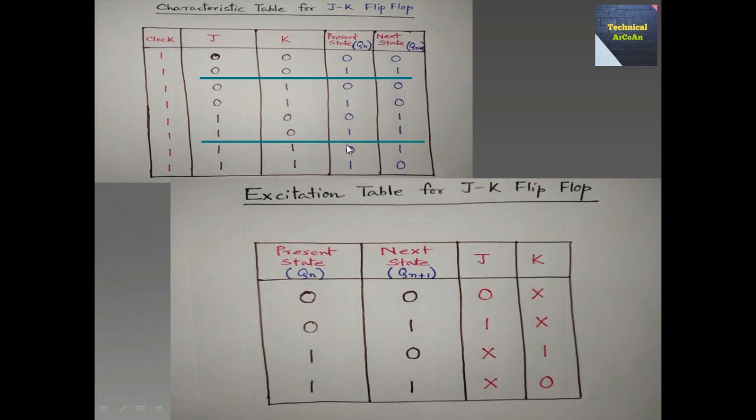And the last combination, 1 1. In that case J is 0, K is 0, and there is also 1 1 where J is 1 and K is 0, meaning J changes value from 0 to 1, that's why it's a don't care, and K remains the same from 0 to 0, that's why the value is 0.